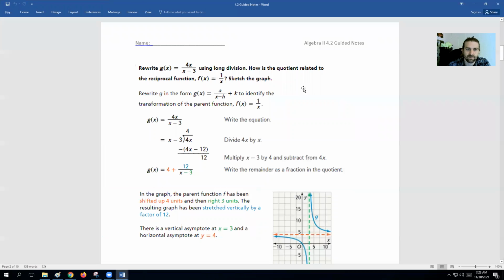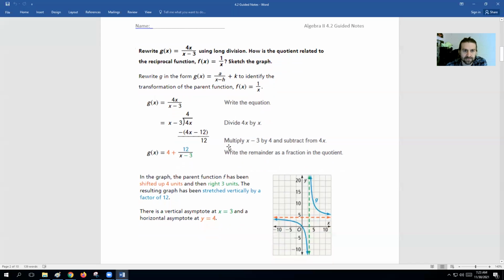All right, so zooming in on these notes up here. When we want to rewrite a problem to look more like a rational function, a 1 over x, we have to use long division. And when we use long division, we get something over x minus h plus k. You can kind of think about this: the h and the k are going to be the center of the asymptotes that we can find.